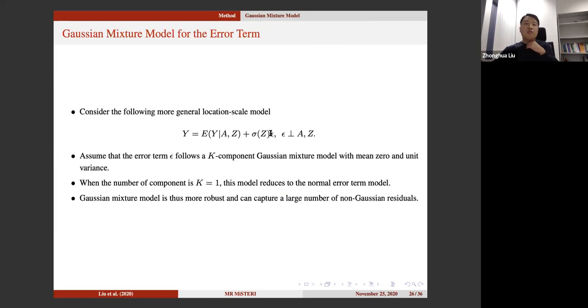Now, we assumed the error term is standard normal. Can we relax that? Yes, we can. We can assume they follow a K-component, K like 2, 3, 4, Gaussian mixture with mean 0 and variance 1. This assumption is much more general and flexible than the normal error, because when K is 1, this model reduces to the normal error model. So this model is much more robust and flexible, and can capture a large number of non-Gaussian residuals.